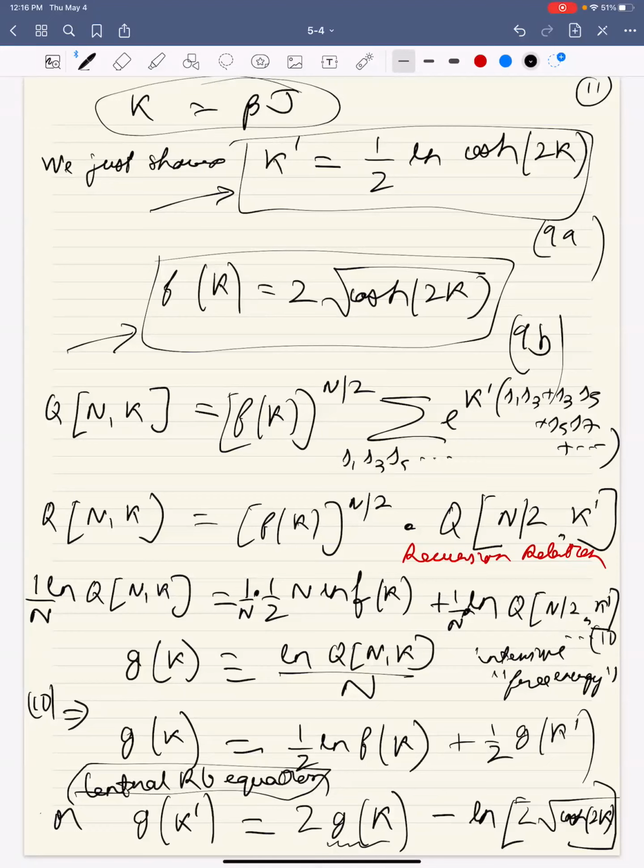Next time, I will start with this equation and show you how it actually works. What we are going to do is to start with a k prime, which is very, very small, and keep increasing in k. K prime, very, very small, is trivial to solve. The partition function is just 2 to the power n. That's it. And we'll start from there.